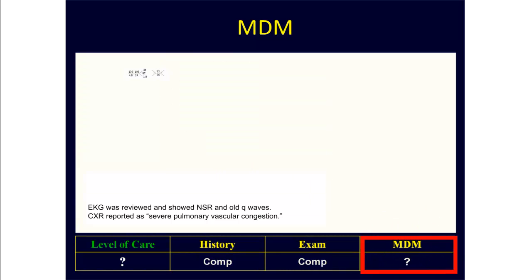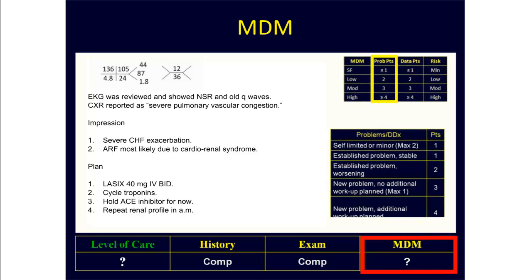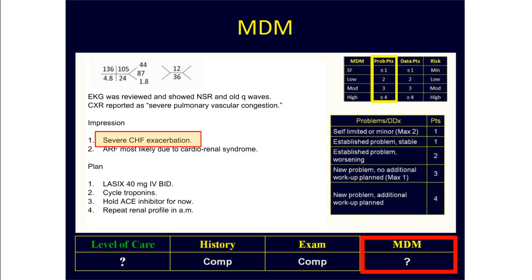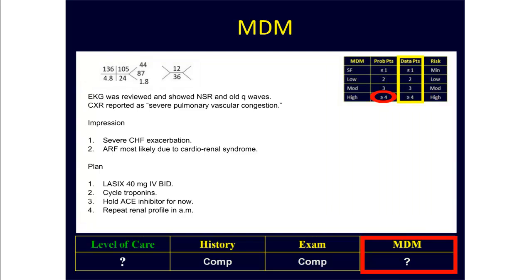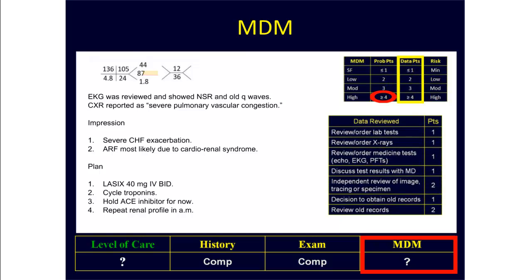Looking at the medical decision-making, and starting with the problem points, here we see we have a new problem for which further workup is described. That means it's worth 4 problem points. We also have another problem which is also new, but for which no workup is described. That means it's worth 3 problem points. That gives us a total of 7 problem points for this encounter. The next step is to check the data points. Here we get 1 data point for reviewing labs, 2 data points for eyeballing the EKG, and 1 data point for looking at the chest X-ray report. That gives us a total of 4 data points.